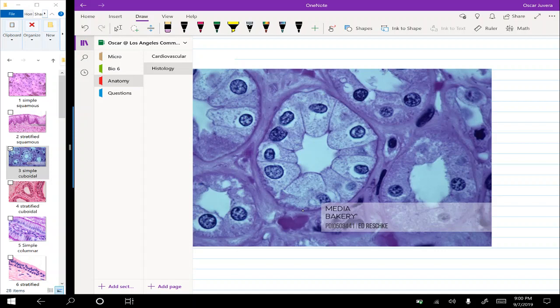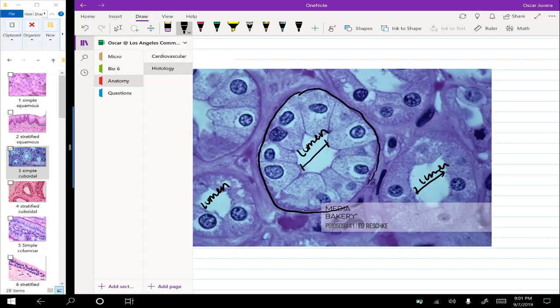It could be simple cuboidal or stratified cuboidal. If it's simple cuboidal, you have only one layer of boxy shaped cells. Take a look, and you know it's one layer because you can count the nuclei, and it's only one. And you also have this other structure that's called the lumen, which is the space in that donut hole, if you want to see it that way. And right here you have another lumen, and then you have another lumen.